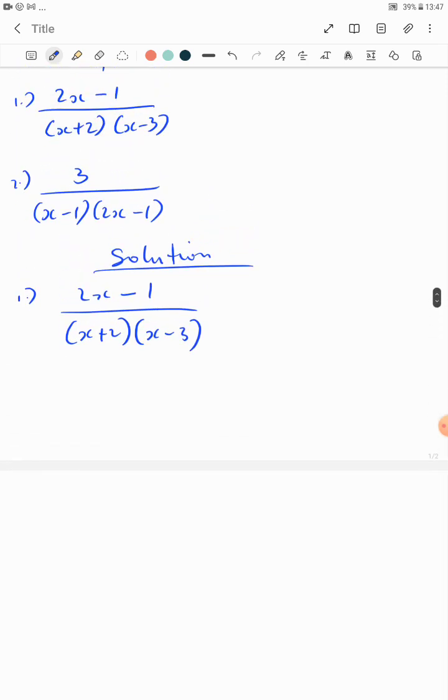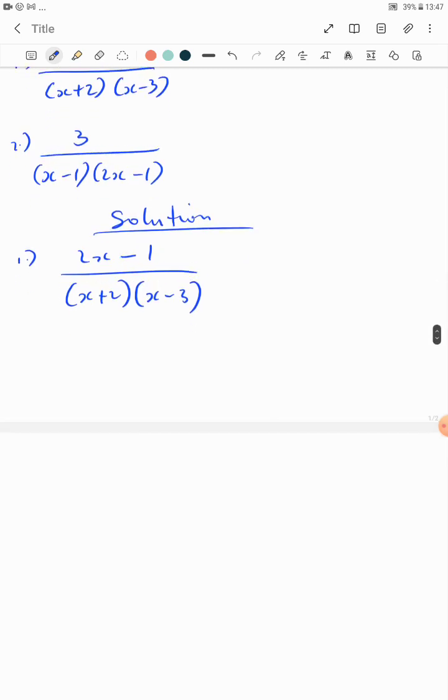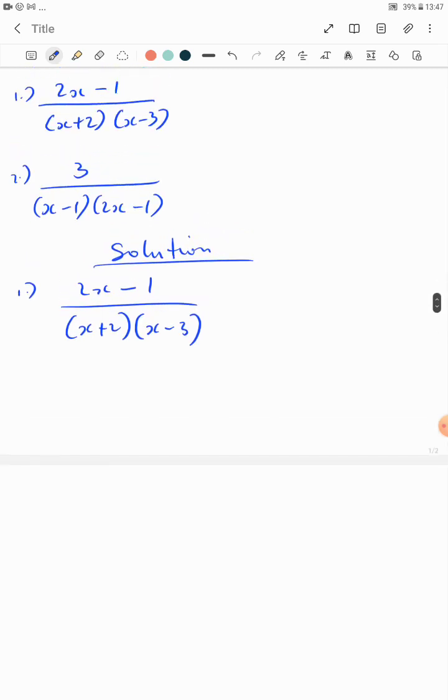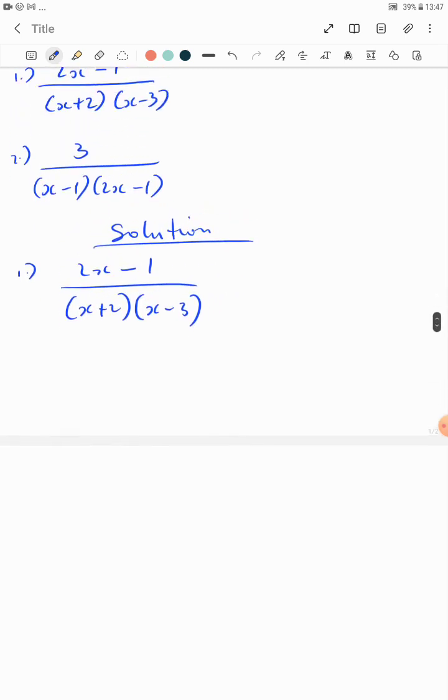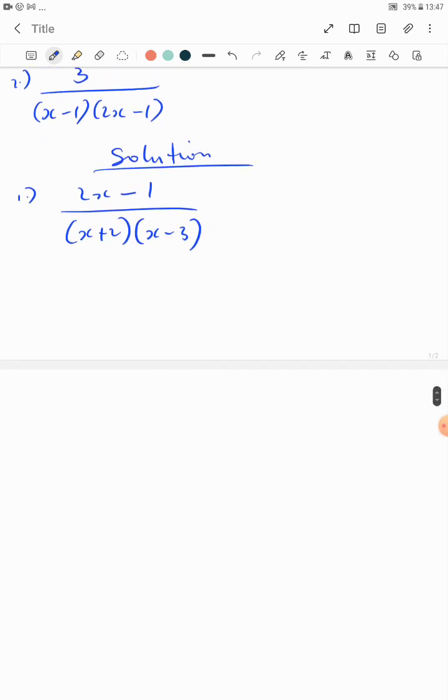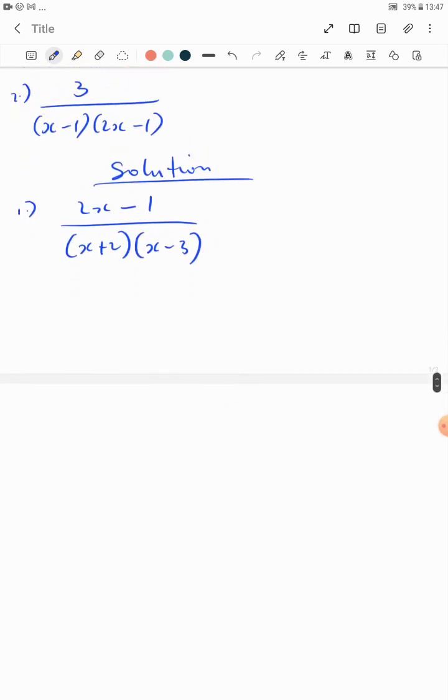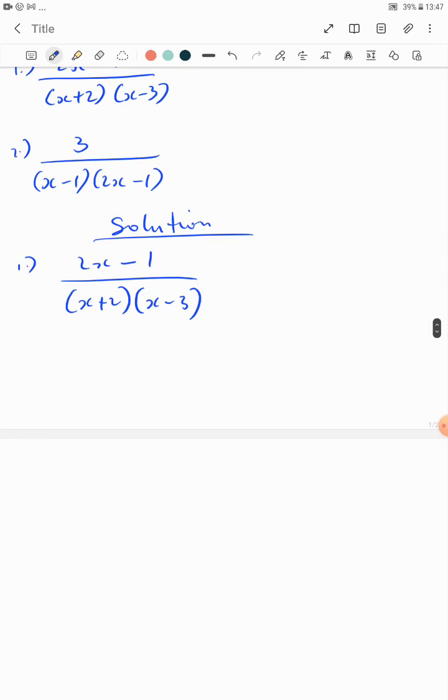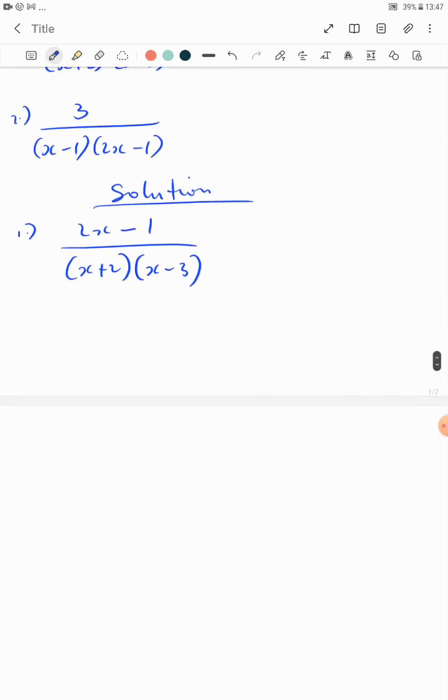And we can see that this, of course, is not an improper fraction, because if we expand this denominator, it will result in x raised to power 2, and the power of x in the numerator is actually 1. So this shows that this is a proper fraction, and then we can proceed by breaking it into partial fractions: a over x plus 2, plus b over x minus 3.